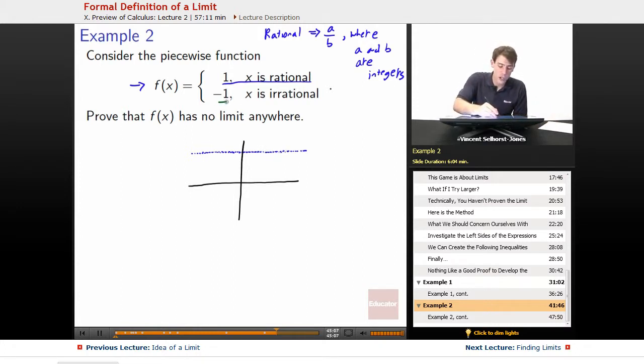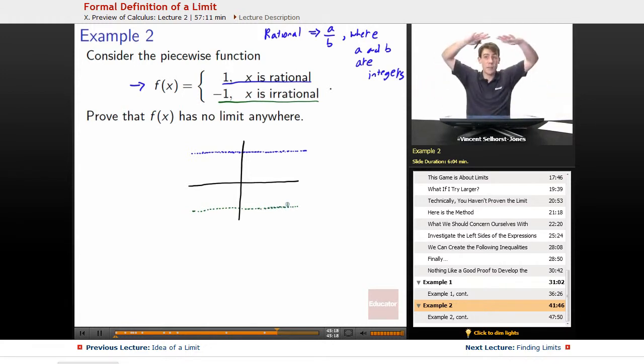And where do the irrationals show up? Well, they show up at -1. So we wind up having the same thing here, and down below them are our irrationals. There's infinitely many irrationals down there. There's infinitely many rationals up here. And they both just are right next to each other, right?